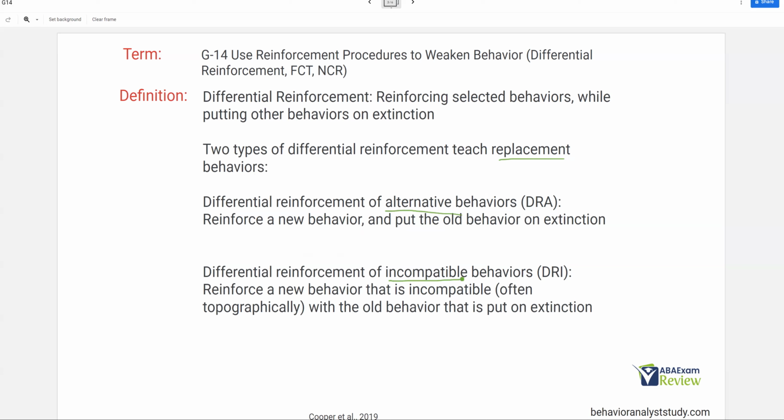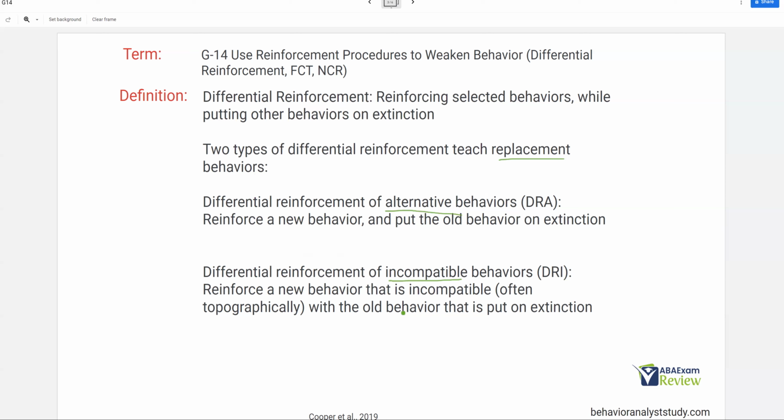Now, what is the difference? The only difference between a DRA and a DRI is that with a DRA, an alternative behavior strategy, whatever you're replacing the old behavior with can occur at the same time as the old behavior. So the new behavior and the old behavior can occur simultaneously. Think about if you have a child who hits to gain access to a toy, and you teach them instead to ask for the toy. They can still hit and ask for the toy at the same time. Those would be alternative behaviors.